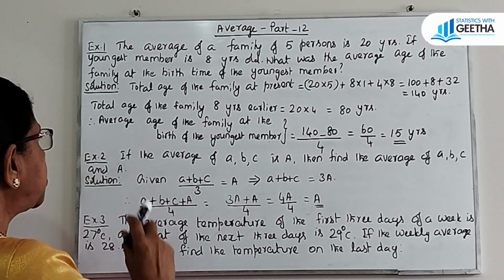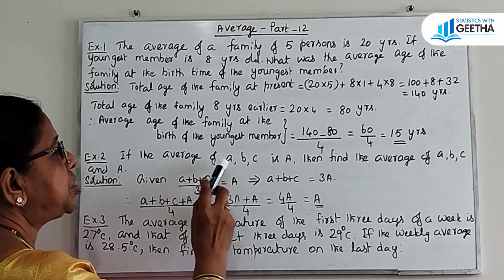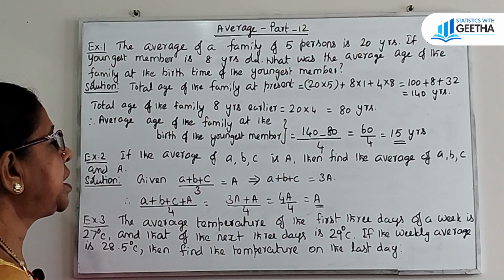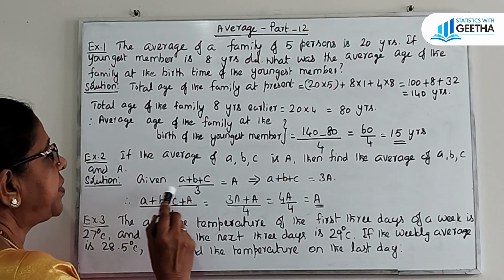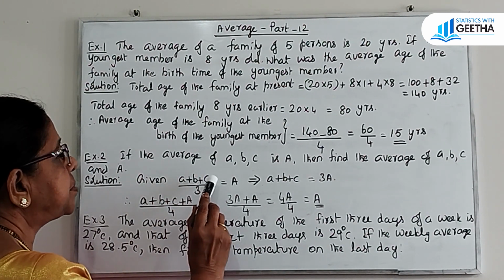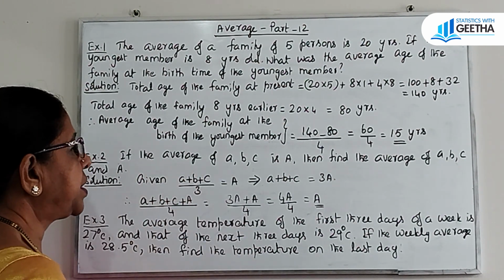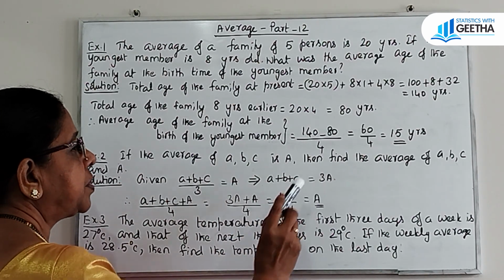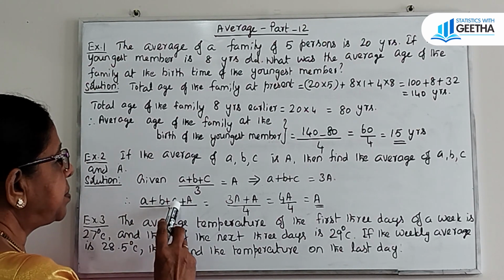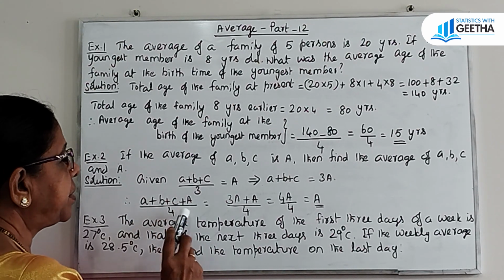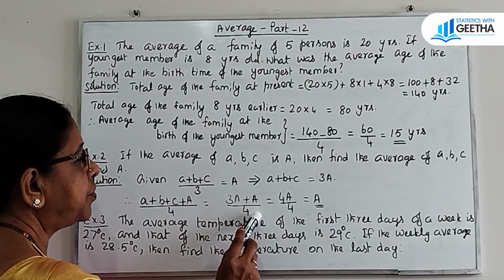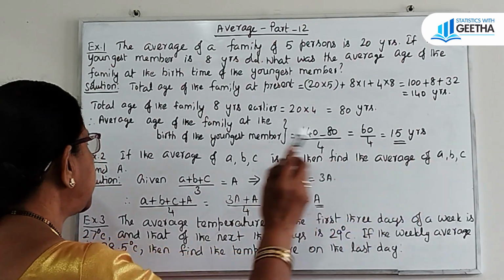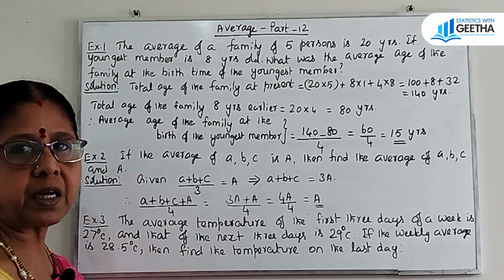Next, exercise number 2. If the average of A, B, C is A, then find the average of A, B, C and A. Solution. Given A plus B plus C whole divided by 3 equals A, because the average of A, B, C is given as A. So that implies A plus B plus C equals 3A. Therefore, A plus B plus C plus A whole divided by 4 equals 3A plus A by 4, which is 4A by 4, that is A. So the average of A, B, C and A is capital A.